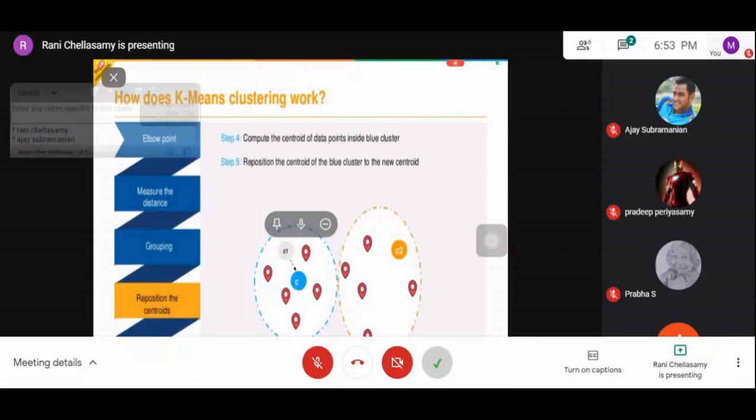And fourth, compute the centroid of the data points inside the blue cluster. For the fifth point, you have to relocate or reposition the centroid of the blue cluster to a new centroid. Next, move on to the next cluster, that is C2. Compute the centroid of the data points inside the orange cluster, and then relocate the centroid of the orange cluster to a new centroid.